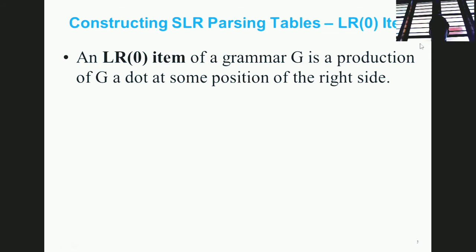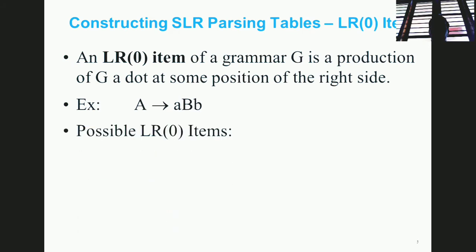An LR of zero item of a grammar G is a production of G with a dot at some position of the right hand side of the production. So it means that you will find a dot on the right hand side of the production. For example, consider this particular grammar, A tends to ABB. The possible LR of zero items are, first, we put the dot at the start: A tends to dot ABB. It means that I'm looking for ABB.